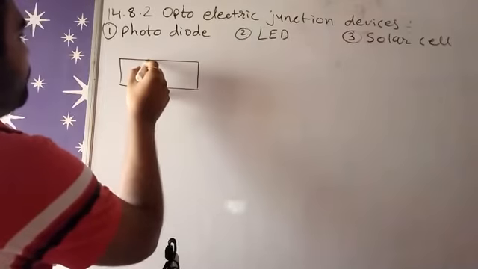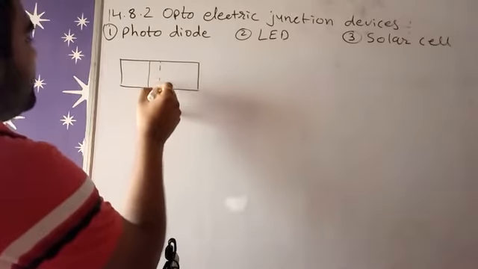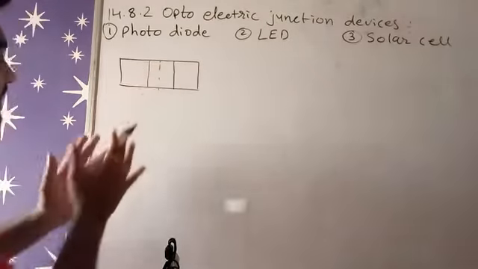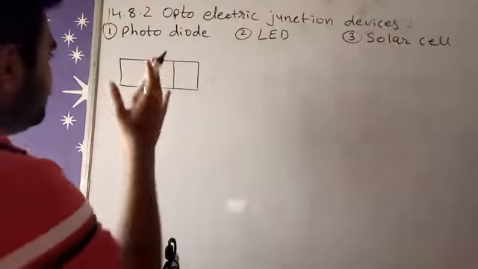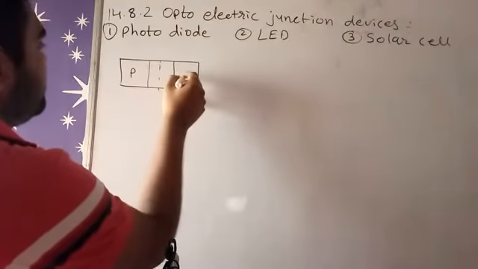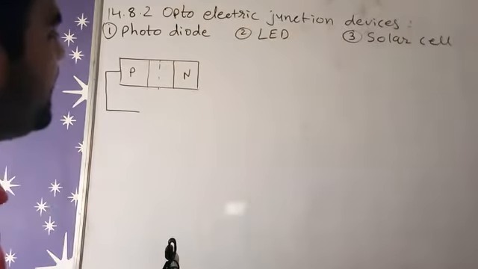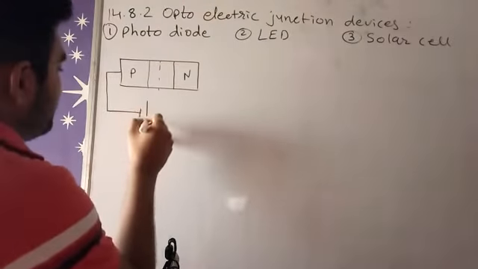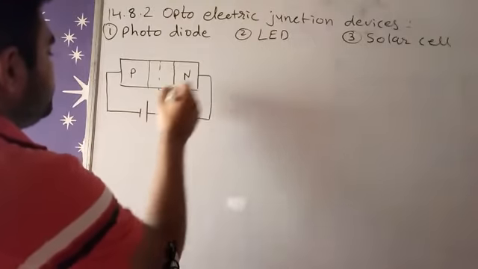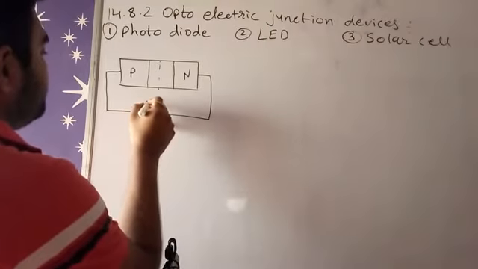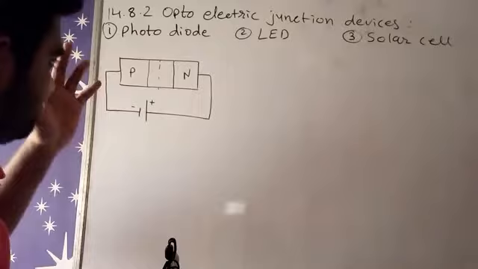So we have to leave one window at the junction. So put some window on the junction. This is P, this is N, and we always have to connect this type of diode in reverse bias. So this is negative, this is positive. So it is always reverse bias.